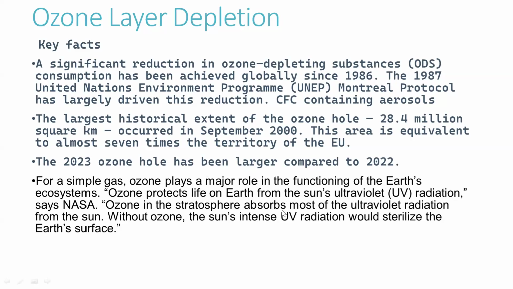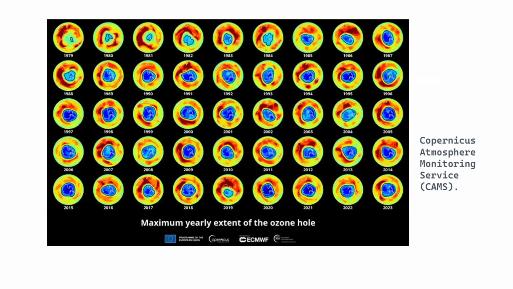Ozone in the stratosphere absorbs most of the ultraviolet radiation from the sun. Without ozone, the sun's intense UV radiation would sterilize the Earth's surface. That is the alarming issue. So this is how they have mapped the ozone layer. Now, 2022 was smaller than 2023.